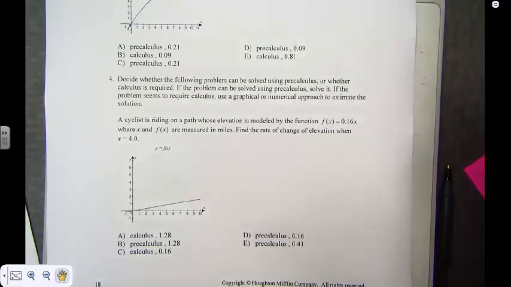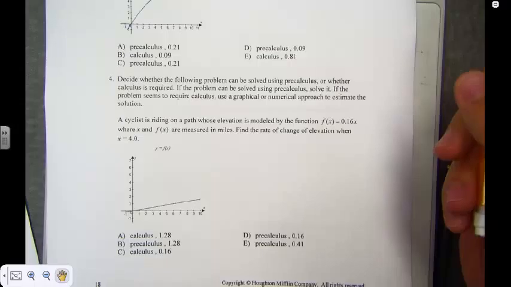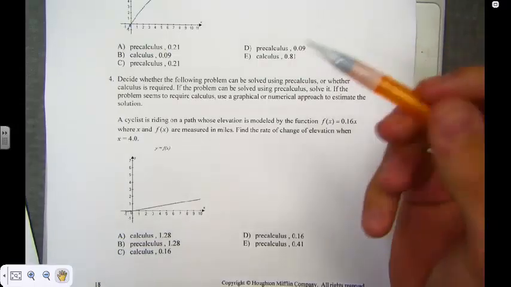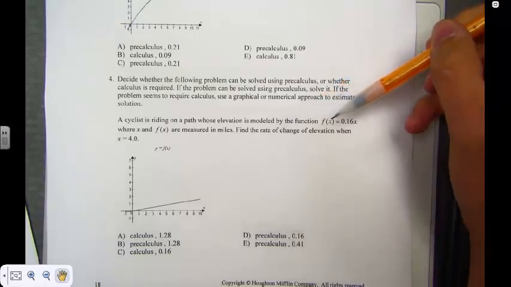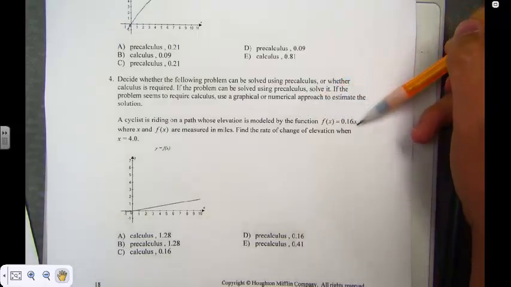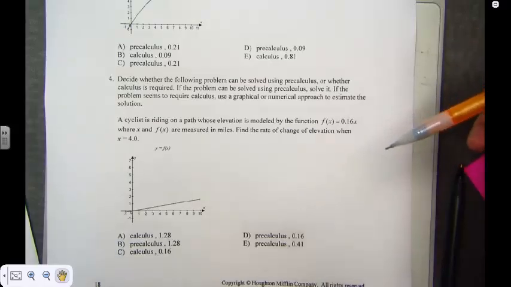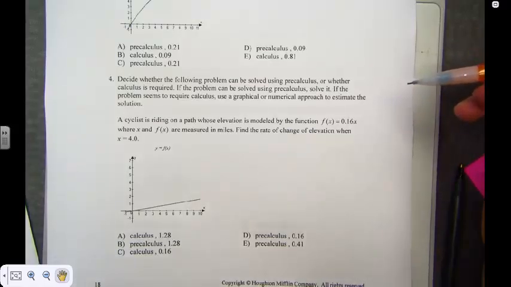Alright, so I'm going to be doing problems 4, 5, and 6, and we need to decide whether we are using calculus or not, or pre-calculus. Number 4: a cyclist is riding on a path whose elevation is modeled by the function f of x, 0.16x, where x and f of x are measured in miles. Find the rate of change of elevation when x equals 4.0.